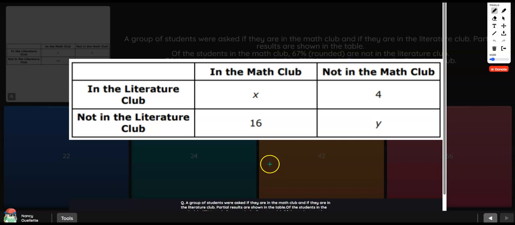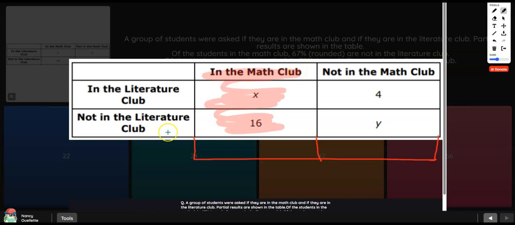But to find the X and Y, we need to find these total numbers down here in this two-way table. So I need to find these two numbers first. So let's go with this part of the table first, okay?